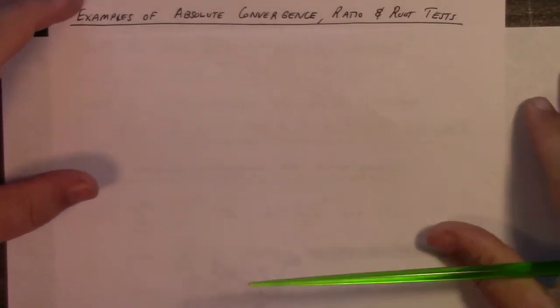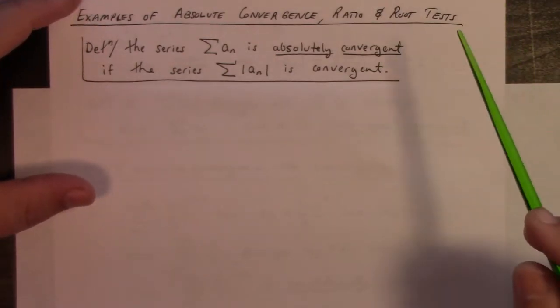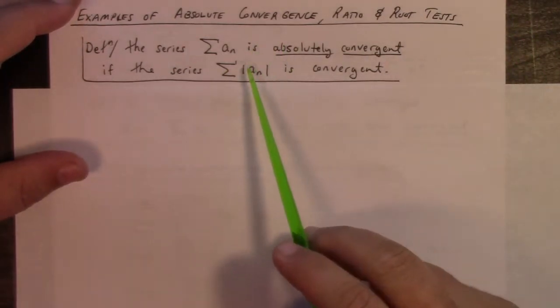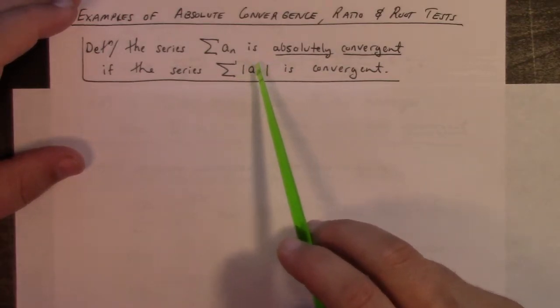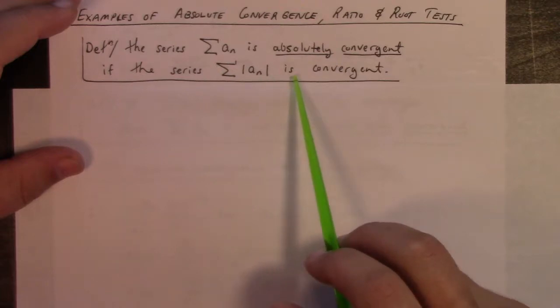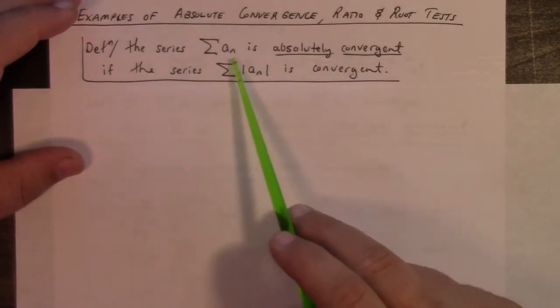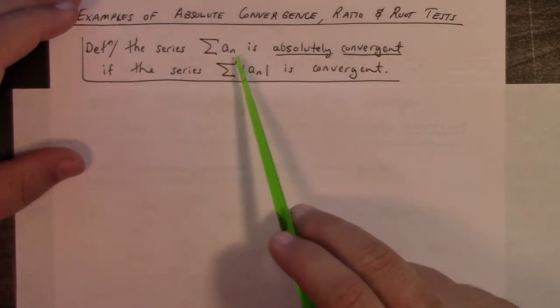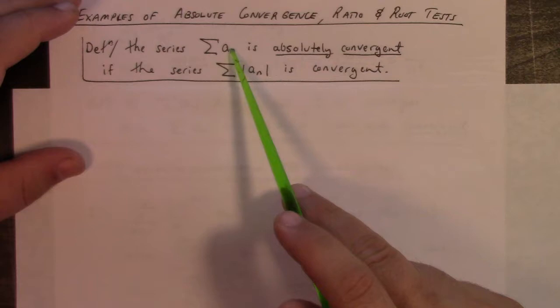Alright, up next, examples of absolute convergence, ratio, and root tests. Here we go. So the definition of absolute convergence, we say a series is absolutely convergent if the series of absolute values of the given terms is convergent. So if we can take the absolute value term by term, and that corresponding series is convergent, then the given series is said to be absolutely convergent.